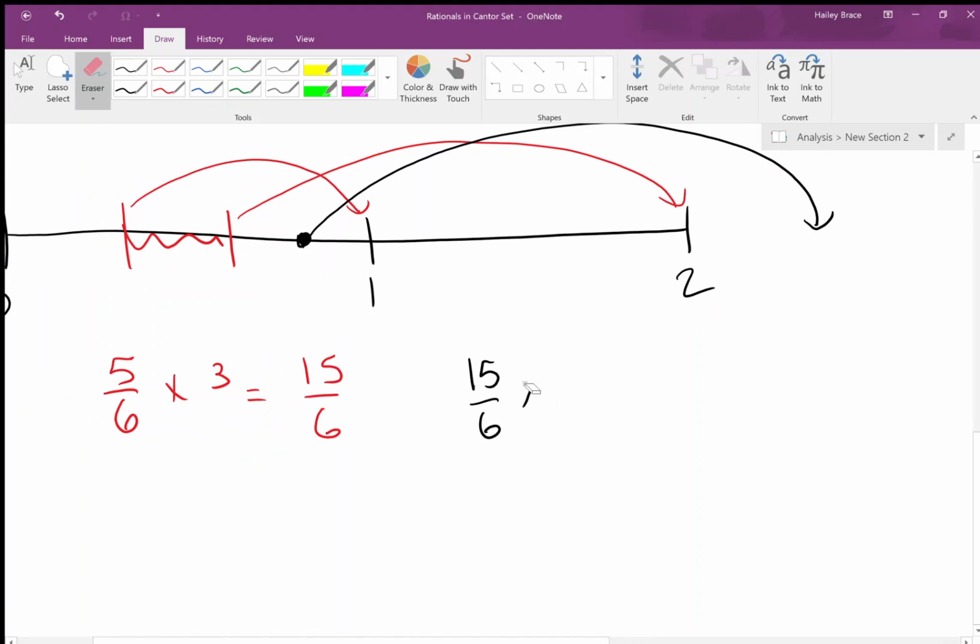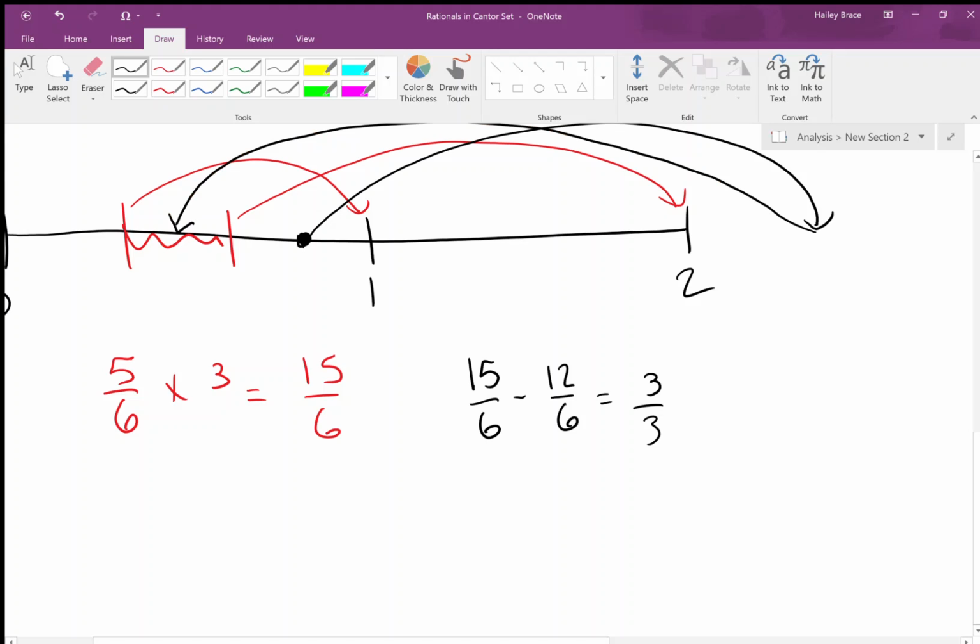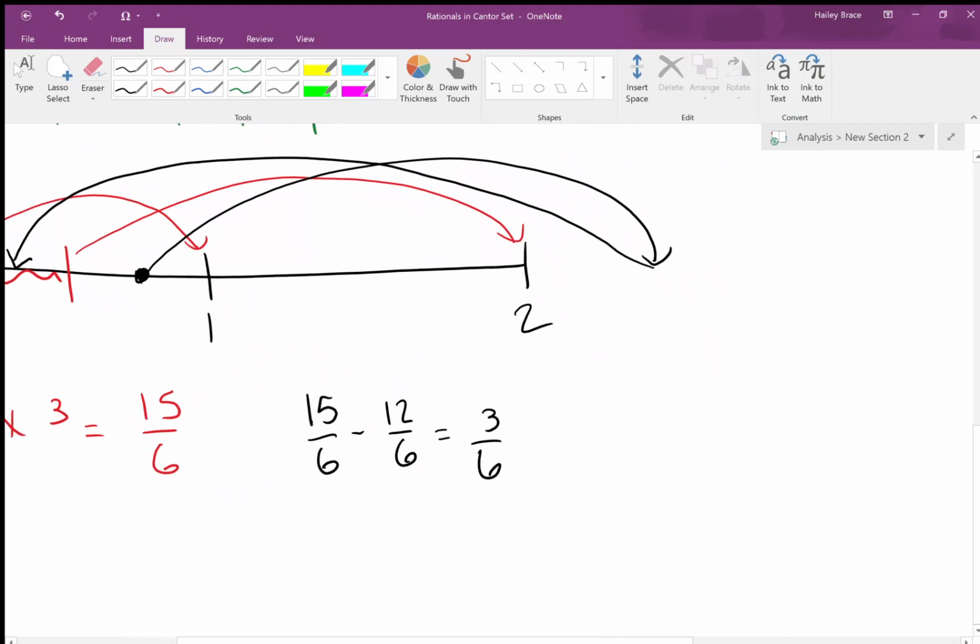But now let's subtract 2, so minus 12/6. Then we get 3/6, and that's going to pop us back into this range, which is not the Cantor set. And if you really want to just stick to this algorithm, where you're only booting it out when it gets in between 1 and 2 when you multiply by 3, you multiply 3/6 by 3, and you'll get 9/6, and that's in (1, 2).